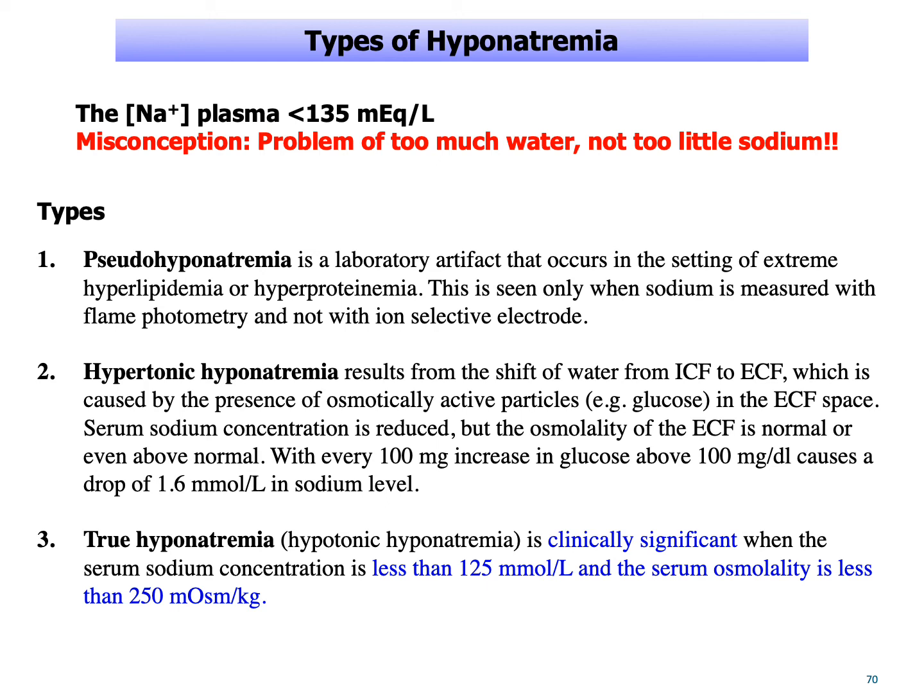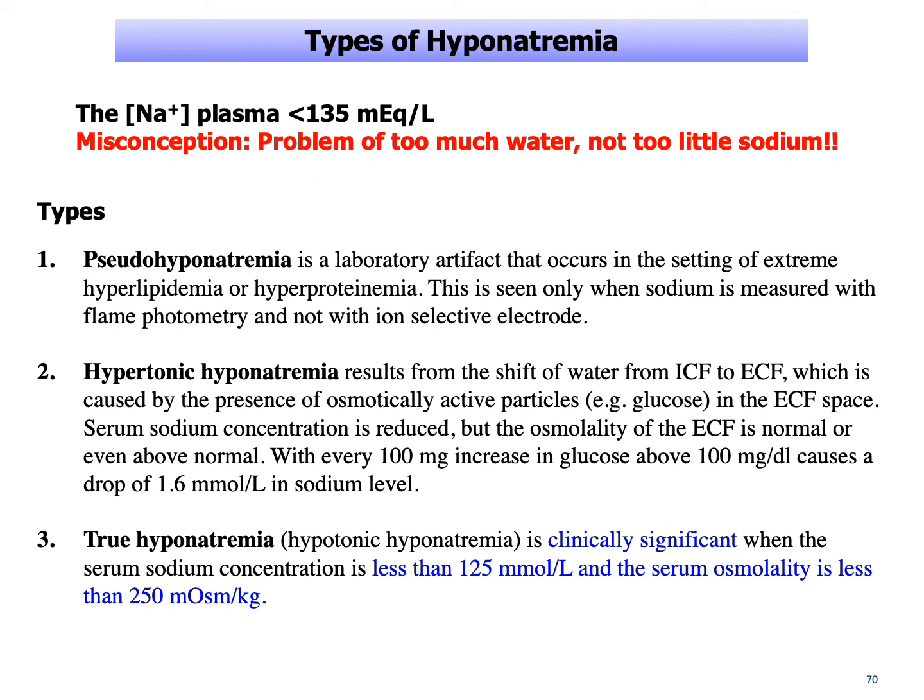Next is the hypertonic hyponatremia, which results from shift of water from ICF to ECF, which is caused by the presence of osmotically active particles, for example glucose, in the ECF space. Now the serum sodium concentration is reduced, but the osmolality of the ECF is normal or even above normal. Every 100 milligram per deciliter increase in glucose above 100 causes a drop of 1.6 millimole per liter in sodium level usually. True hyponatremia.